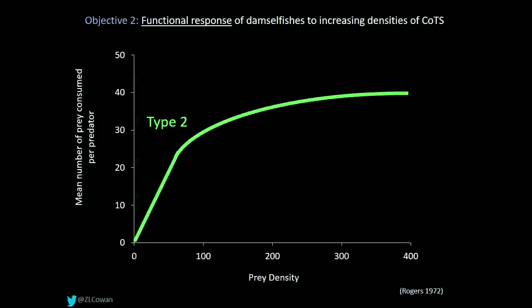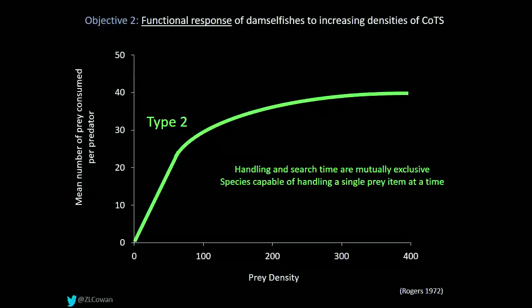So the type 2 functional response is defined by a feeding rate that increases at a decelerating rate towards a satiation point. It assumes that handling time and searching time are mutually exclusive, and it typically describes the foraging behavior of species that are capable of handling only one prey item at a time, and where there are no increases in capture success with increases in the rate of encounter for given prey items.